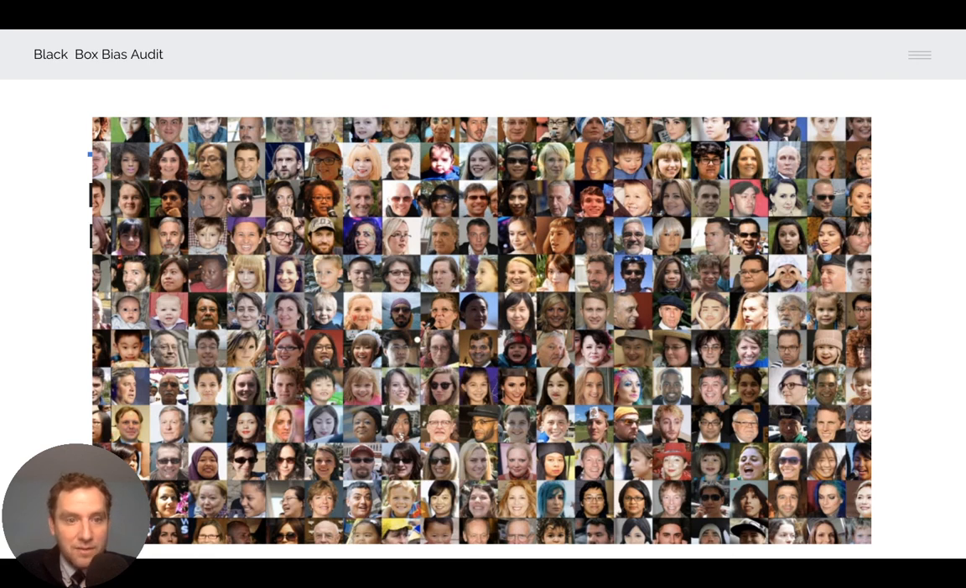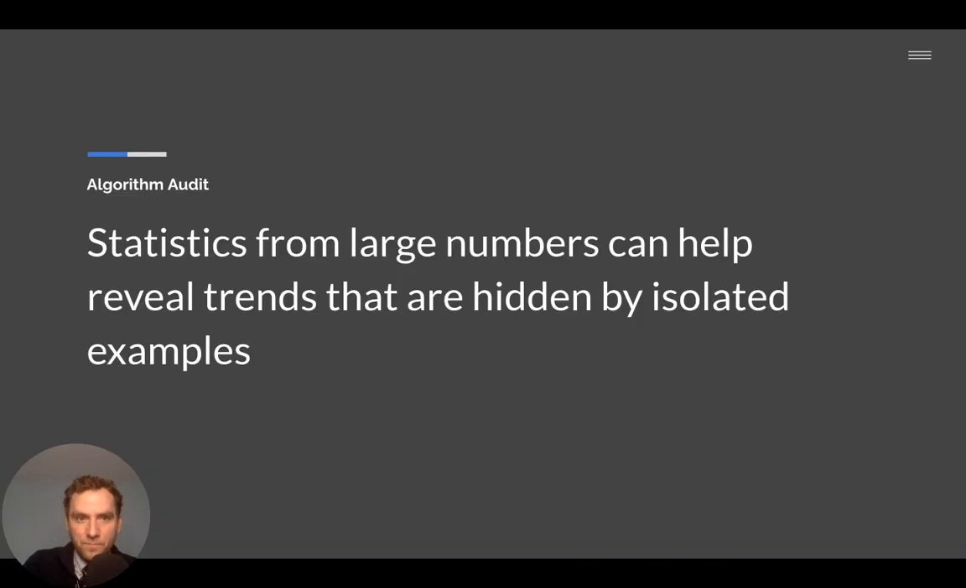You have to be aware of your own biases. You have to be careful that you're labeling data in the right way. And just getting the data is difficult. And so there are a lot of challenges for doing this testing. And this is just a sample of what it might take. So statistics from large numbers can help reveal trends that are really hidden by isolated examples. And that's part of the battle, is that there actually is a lack of data sets of sufficient size and sufficient quality for actually doing this testing in a lot of cases.